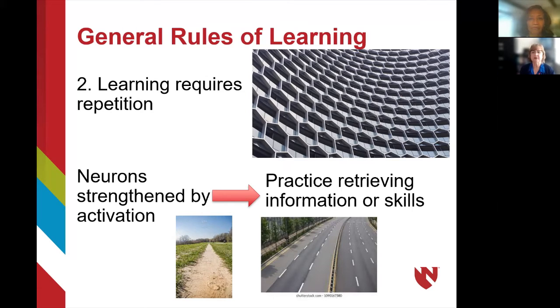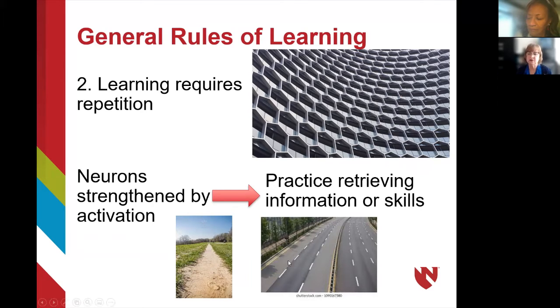And every time a neuron fires, it gets more efficient at firing, and it happens much quicker. The analogy I like to use is this dirt walking path here. We can get from point A to point B, carrying a small amount of information, and it's going to take us a while to get there.